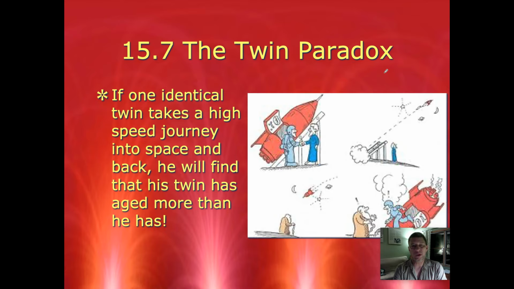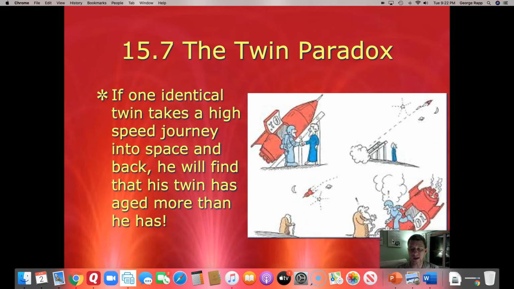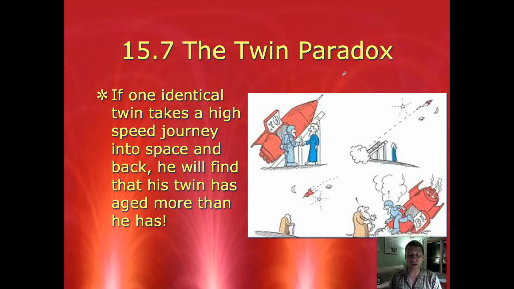So what we're going to do here is take two identical twins, and at a certain point, they're going to be standing on the Earth. Then one of the twins is going to get into a spaceship and take a high-speed journey into space and then return. In this case, it'll be a relatively long journey. And when the spacefaring twin arrives back on Earth, he will find that his twin is now actually older than he is.